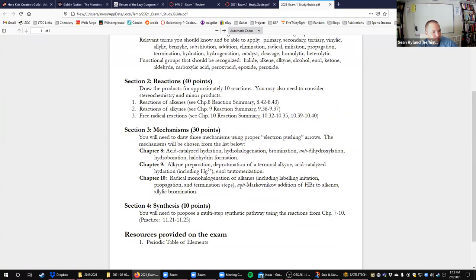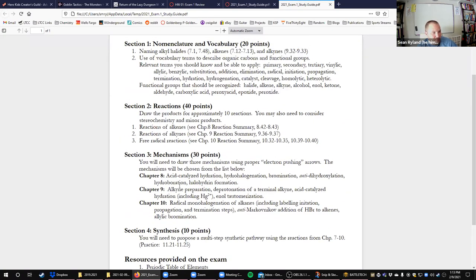There's not that much other information here other than I listed out the possible mechanisms that I was going to be calling from. Again, I'm not limiting myself to exactly these, with it being open book, because as long as you can recognize the type of reaction, you can go to the right chapter and figure it out. So there might be a few similar mechanisms that aren't listed here that are in the book or that we've talked about that I might pull from.